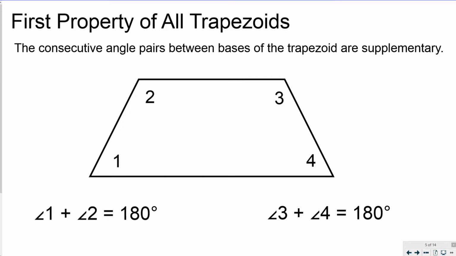First property of all trapezoids, and if you need to write it down, you can pause the video. The consecutive angle pairs between bases of the trapezoid are supplementary. So it's the same diagram as the previous slide. Angle 1 and angle 2 added together equals 180, and angle 3 and angle 4 added together is equal to 180 as well. We're going to come back to this a ton in this section.